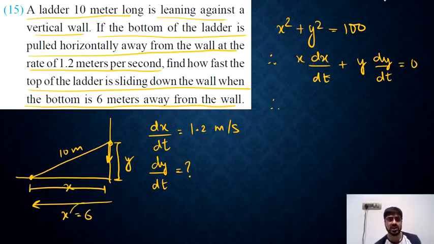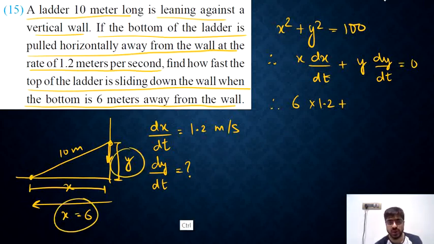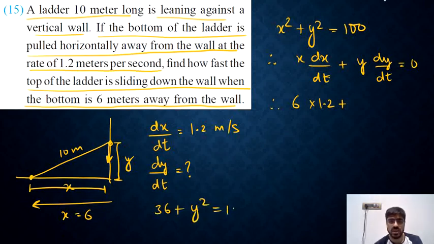The value of x has already been given to you as 6. So you have 6 into dx by dt. Dx by dt is 1.2 plus the value of y that can be calculated again from the Pythagoras theorem. So as per Pythagoras theorem, this square plus this square should be equal to the square of this. So we have 36 plus y square is equals to 100. So y square will be 64 and y will be equal to 8. So you put y as 8 when x will be 6. So plus 8 into dy by dt, and this will be equal to 0.